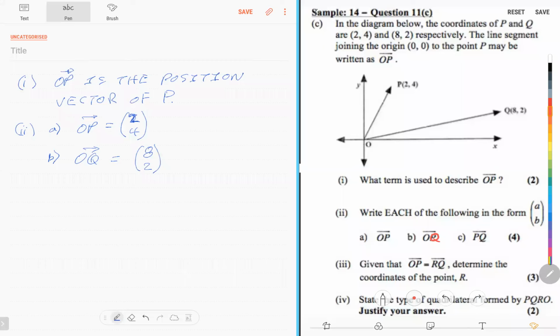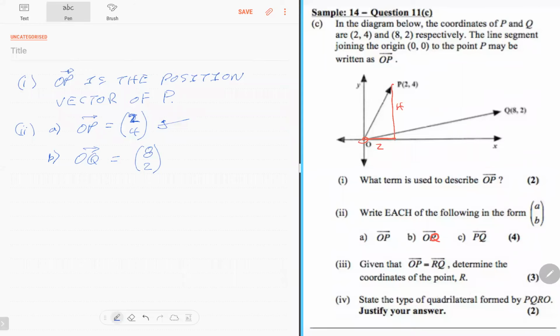What does that mean? This one, the 2, 4, means that to go from O to P, you go 2 units this way and 4 units up. That's what it means, you know. 2 units this way, 4 units up. It's just like translation, right?